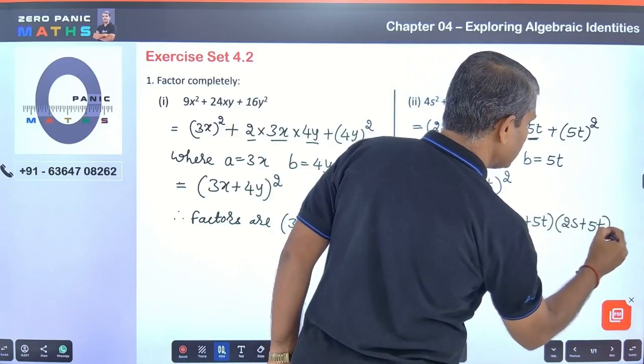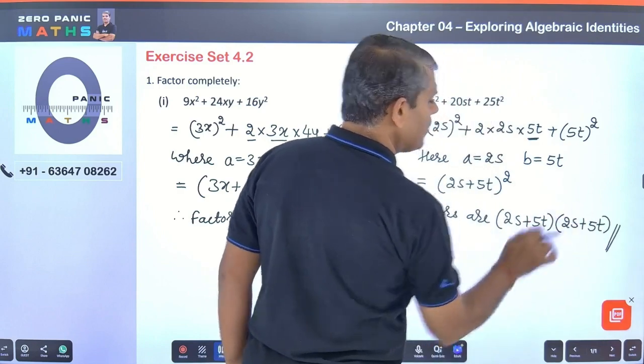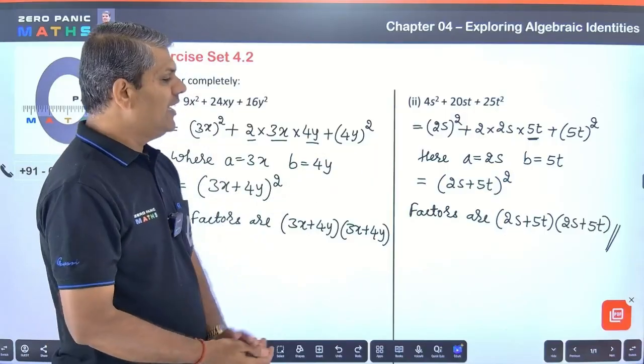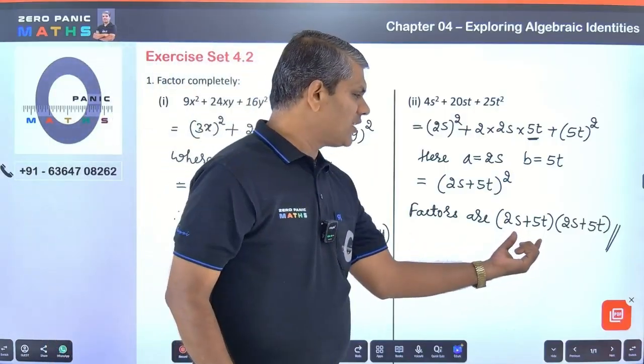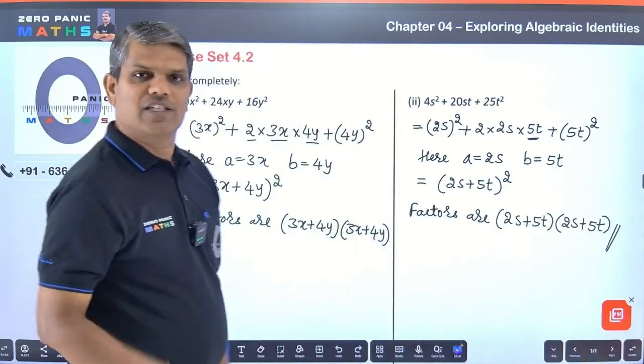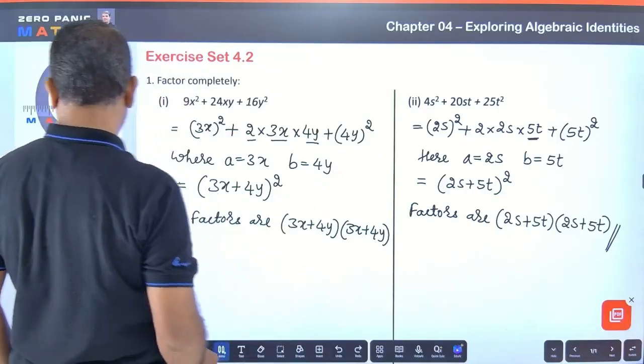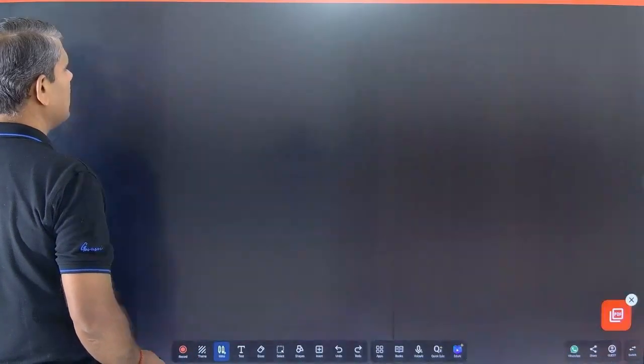Now why am I writing this in this way? Because sometimes, in some examples later on, you will get one factor different from the other factor. So we'll see some examples of that kind also. Okay, so this is the second problem. Quickly we'll go to the next problem.